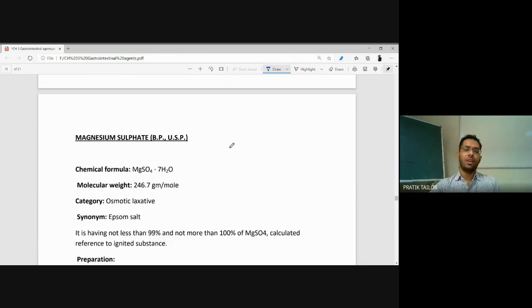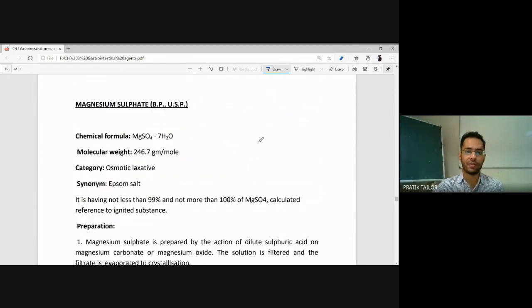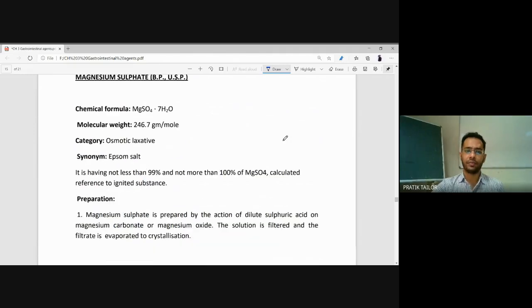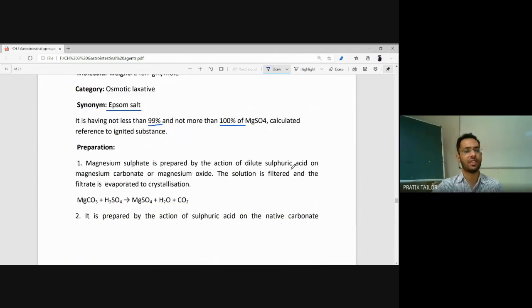cathartics. So let us have this monograph, magnesium sulfate. It is also known as Epsom salt. The purity required is not less than 99% and not more than 100% of magnesium sulfate.